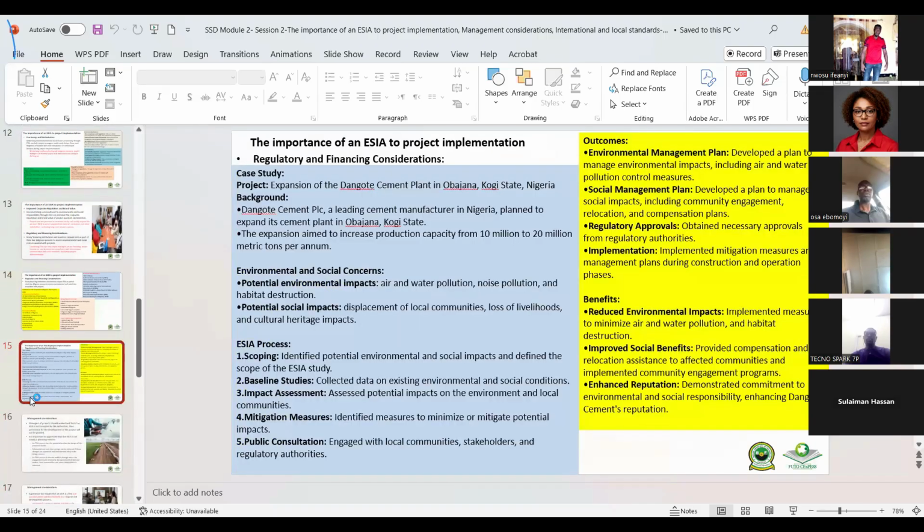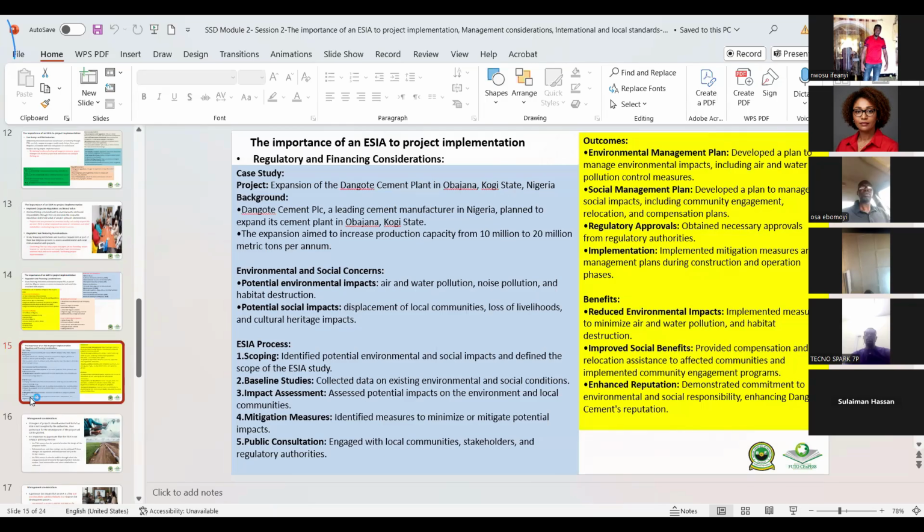So I also have written here regulatory and financial. Okay, we looked at some of the considerations that regulatory agencies are involved in. What I have here are some of the case studies that some companies have been involved in, so you can look that up in your work. The first case study I have here is the expansion of the Dangote cement plant in Obajana in Kogi State, Nigeria. What is the background? What is the work of this company? What do they want to do?